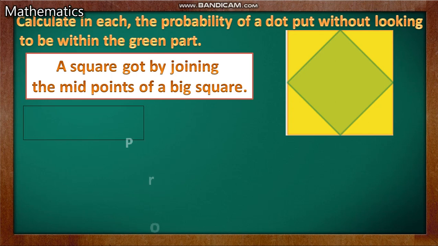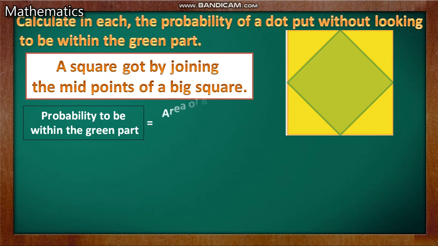Do you know the equation for finding probability? The probability to be within the green part is equal to the area of the green part divided by the area of the total part. You have to study this one. The area of the green, shaded part divided by the area of the total part.